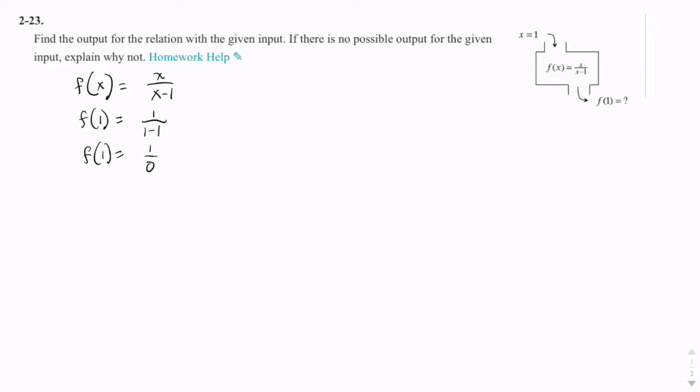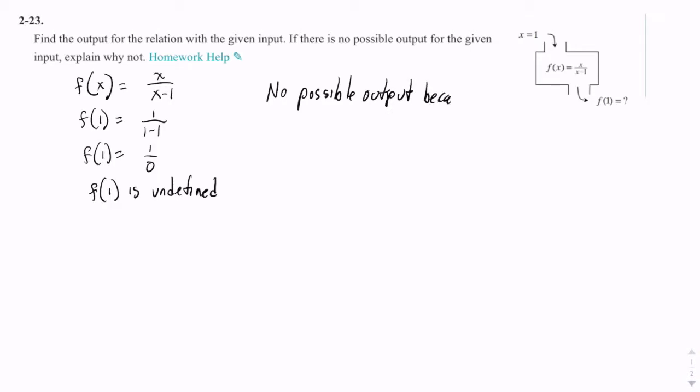And in mathematics, dividing by 0 is undefined, right? So this f of 1 is undefined, right, in mathematics. And it says explain why not. And the reason, so there is no possible output, right?